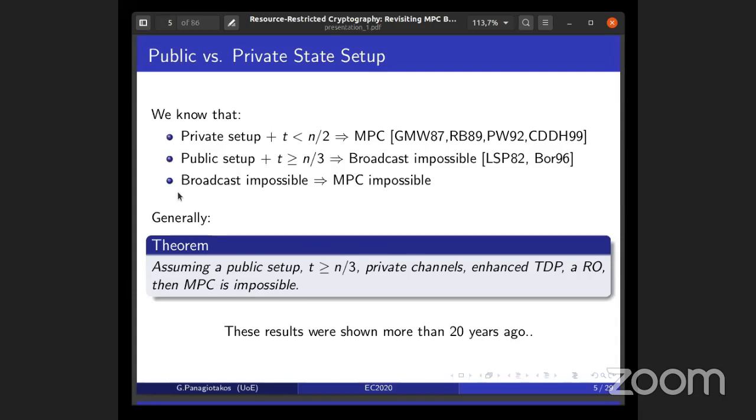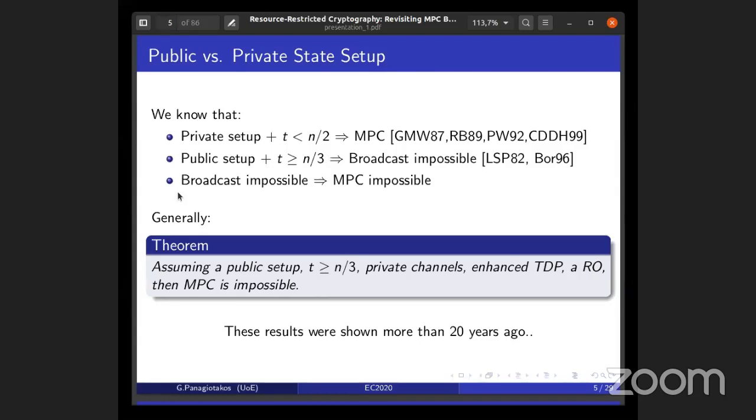So assuming a private state setup and honest majority, we can do MPC. On the other hand, assuming a public state setup and that a third of the parties can be corrupted, first, broadcast is impossible due to a paper from Pease, Shostak and Lamport, then, because MPC implies broadcast, MPC is also impossible. And we can further strengthen this result by additionally assuming private channels, enhanced trapdoor permutations, and a random oracle.